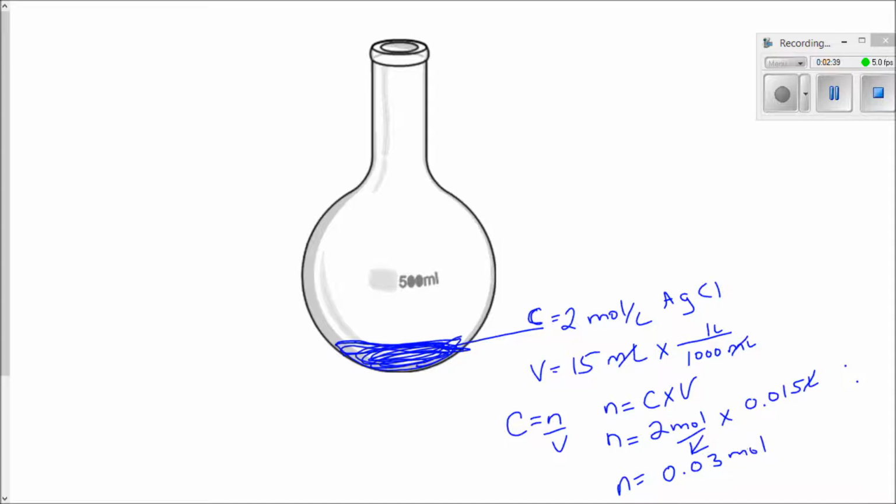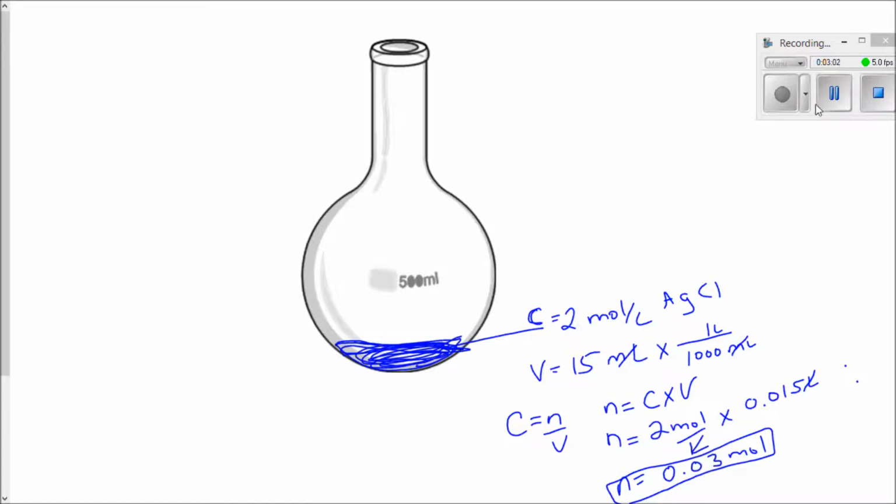So when we added our 2 mole per liter solution, we only added 15 milliliters of it. Because if we added a whole liter of this 2 mole per liter solution, we would have added 2 moles. But we didn't add a liter, we added 15 milliliters. So that means we're going to add less than 2 moles. In this case, we calculated we added 0.03 moles.